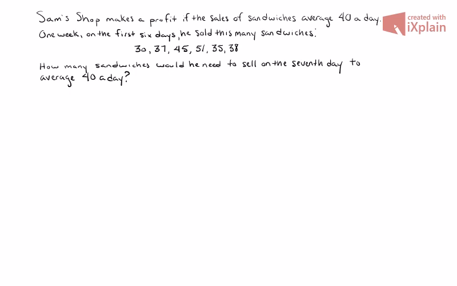So the question reads, Sam's shop makes a profit if the sales of sandwiches average 40 sandwiches a day. In 1 week, on the first 6 days, he sold this many sandwiches. So say his week starts on Sunday, he sold 30 on Sunday, 37 on Monday, 45 on Tuesday, 51 on Wednesday, 35 on Thursday, and 38 on Friday. So our goal is we want to find out how many sandwiches would he need to sell on the 7th day, so in this case Saturday, to average 40 a day.